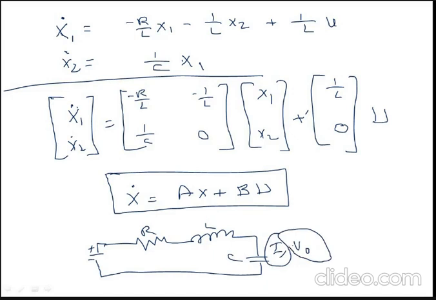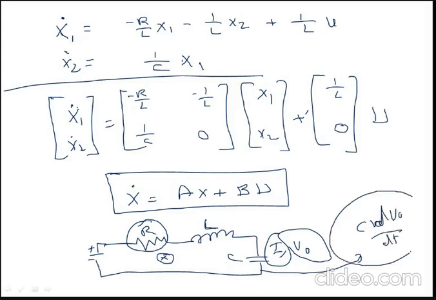Because only these two variables change with time. The voltage across the resistance, or the current flowing through the resistance, is not dynamic. The voltage across the inductor is also not dynamic, but the current flowing through the inductor is dynamic, because L into di by dt comes. And similarly for the capacitor, the voltage across it is the dynamic variable, not the current.